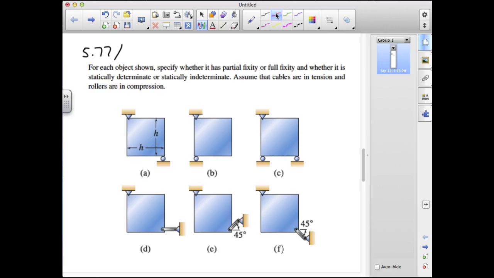Nevertheless, we'll proceed by looking at each of these cases, and what we'll do is we will make a note of all the reaction components that are existing in each problem and try to see if there's a configuration of supports that will result in partial fixity in some instances. Take a few moments now to try this problem yourself and resume playing when you're ready to see a solution.